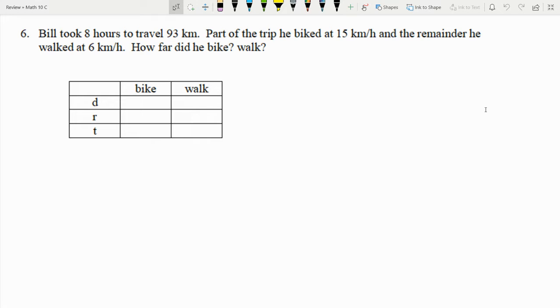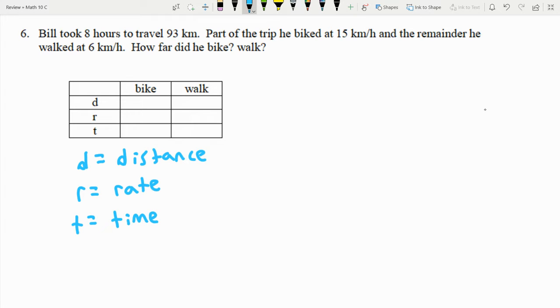Okay, for this question, first we have to define what DRT would be on this chart. I'm going to have to change up the size of this to write. You know what? I'll write it over here. D equals distance, R equals rate, and T equals time. But alternatively for rate, I would say an alternative to that would be speed.